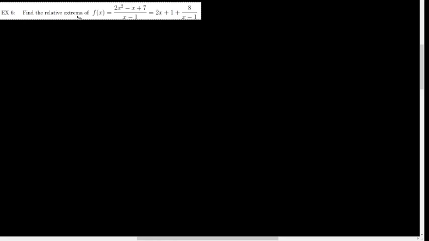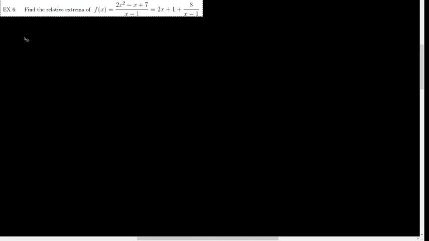We want to find the maximum or minimum. That means we need the critical numbers. So as a first step, let me try this. We want to find the critical numbers for this function. So that means we need to find the derivative. And my pen is not working here. Okay, here we go. So f prime, find the derivative.